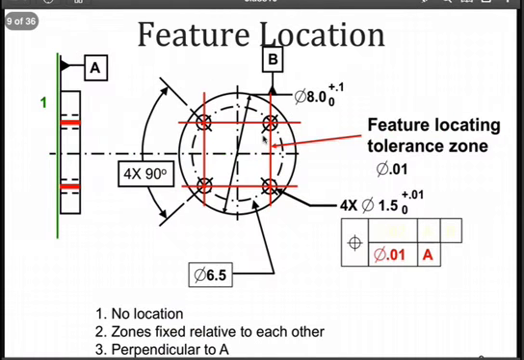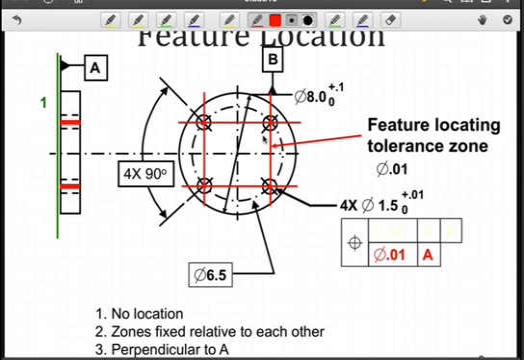Now we forget about the pattern, and so I'm not worried about that in terms of where it's located. I'm only concerned about how these individual holes are related to each other. So it may look the same, but the difference is I could be anywhere. In other words, this is not fixed. I can translate the location of the four tolerance zones as long as I maintain this relationship between the four.